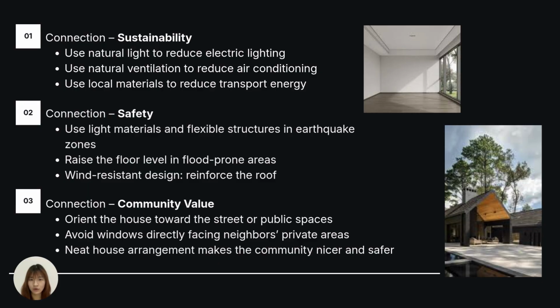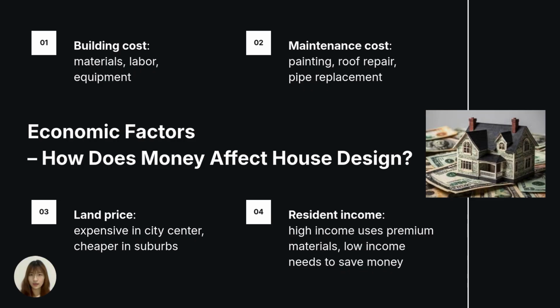Don't block your neighbor's sunlight or wind. Arrange houses neatly so the whole community looks nice and people feel like taking care of shared spaces. That's all for physical factors. Next, I will talk about economic factors. In short, how money affects house design and function.